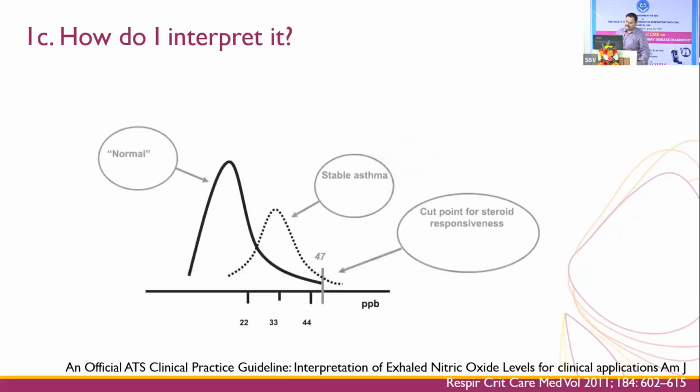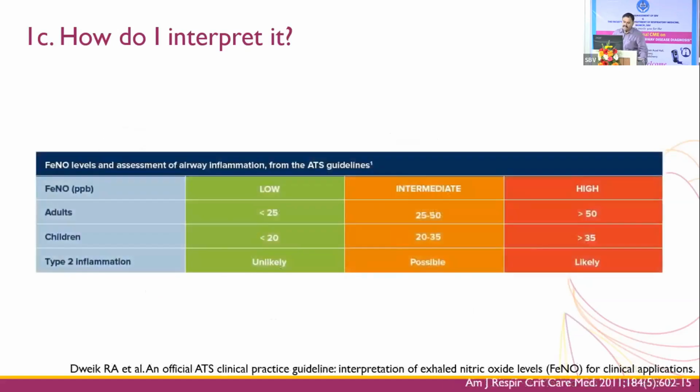Again, this is the upper cutoff. People with stable asthma had an upper cutoff of 47, again 90% of the time. So this is where the cutoff of 47 or 55 comes from in this particular paper. Based on this, the ATS guidelines gave you this kind of figure.